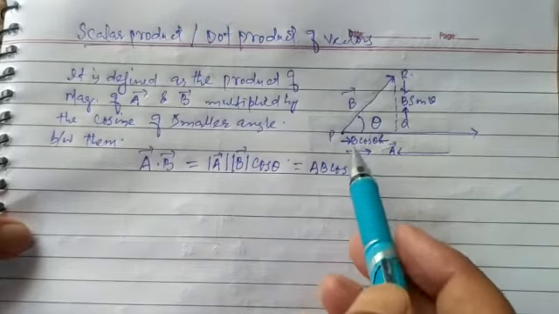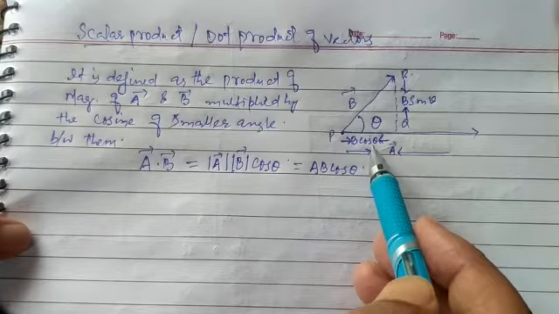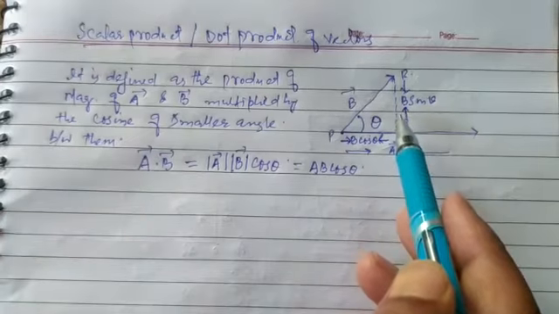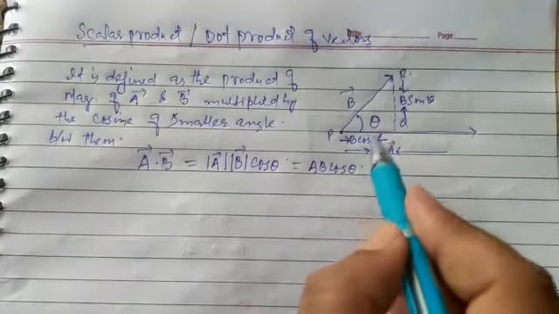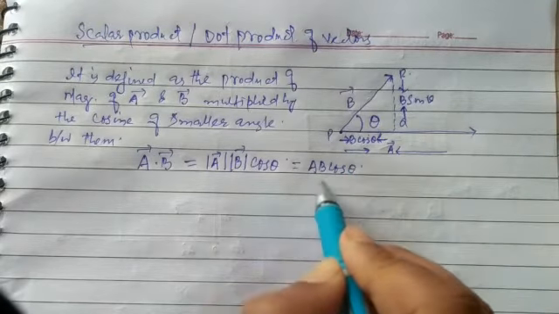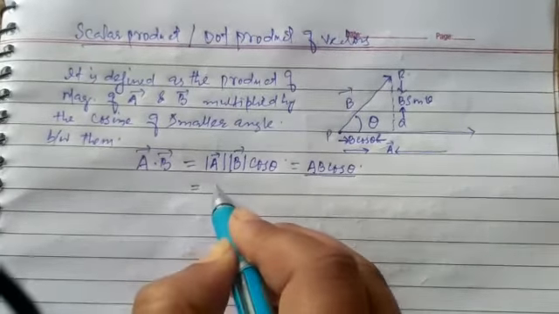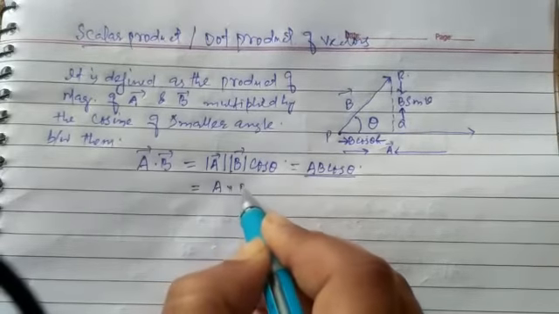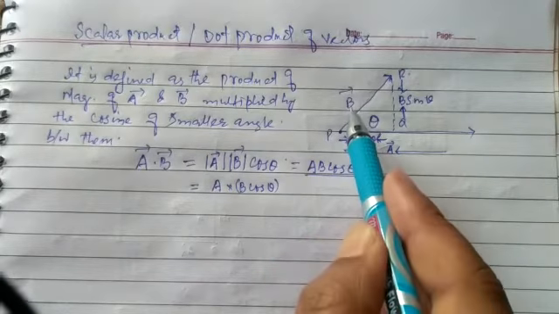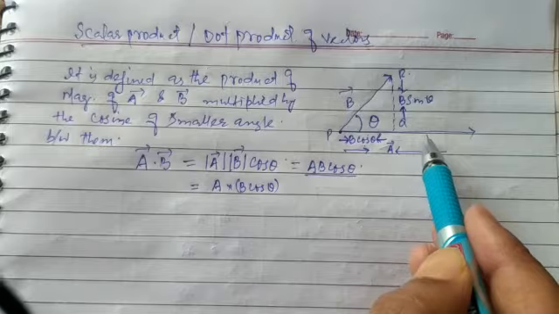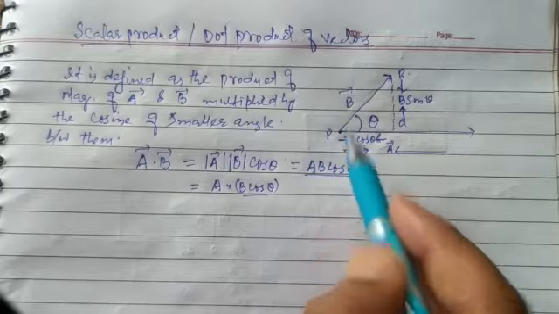So always remember, if you have a vector, its component along the base side will be that vector times cos theta, and its component along the perpendicular side will be the vector times sin theta. Now you can make a change here. It is actually A into B cos theta. What is B cos theta? B cos theta is the component of vector B along vector A.